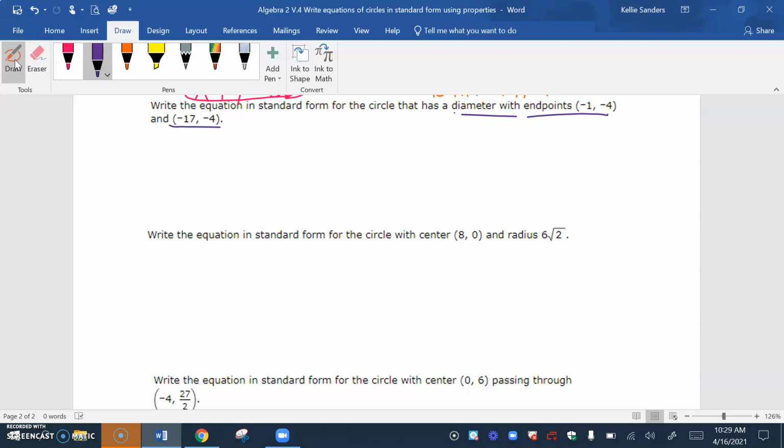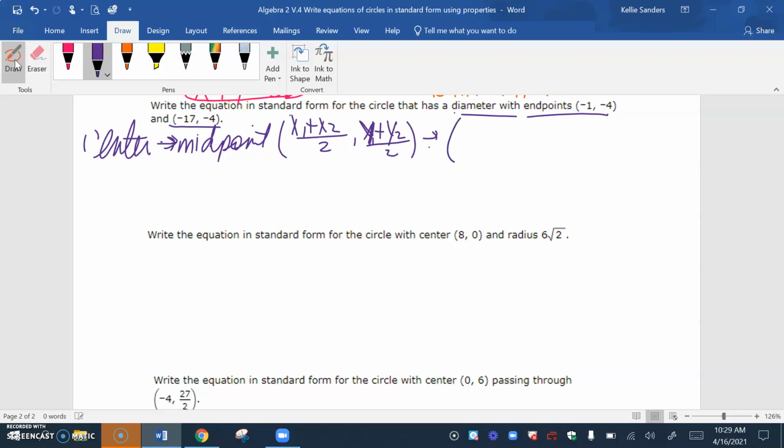So the first thing is to find the center. And to find the center, we have to find the midpoint. And to find the midpoint, we're going to use that formula that we just did on the last one: x1 plus x2 all over 2, y1 plus y2 all over 2. And so it'd be -1 plus -17 over 2, and -4 plus -4 over 2.